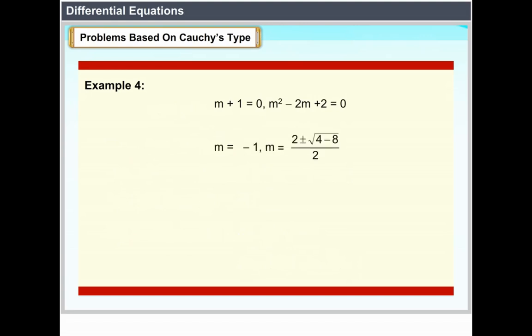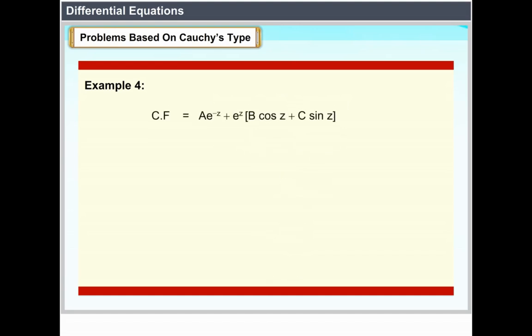Then m squared minus 2m plus 2 equal to 0. After solving this, we get m equal to 2 plus or minus square root of 4 minus 8 by 2, equal to 2 plus or minus square root of minus 4 by 2, equal to 2 plus or minus 2i by 2, equal to 1 plus or minus i. CF equal to a e^(minus z) plus e^z (b cos z plus c sin z), equal to a x^(minus 1) plus x (b cos log x plus c sin log x).